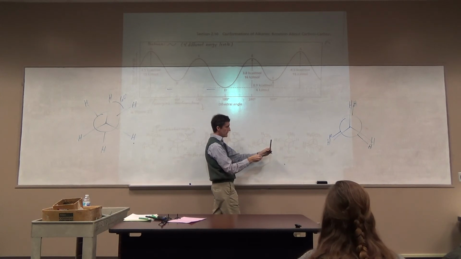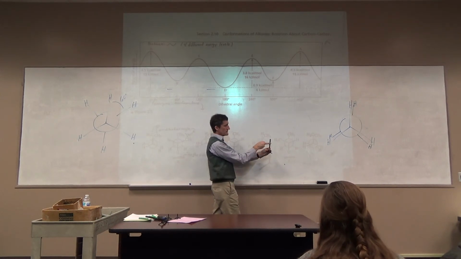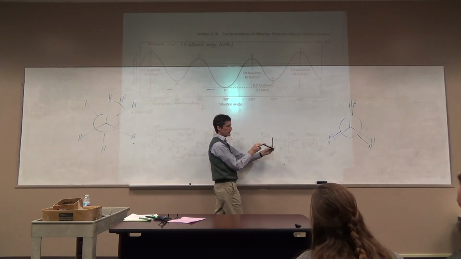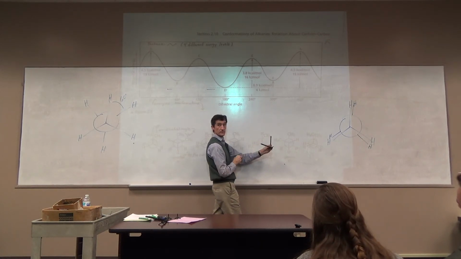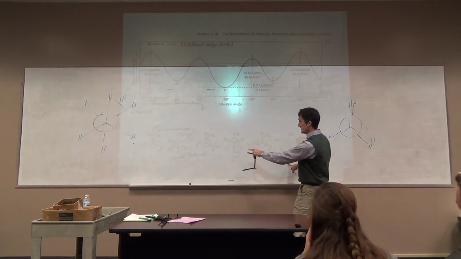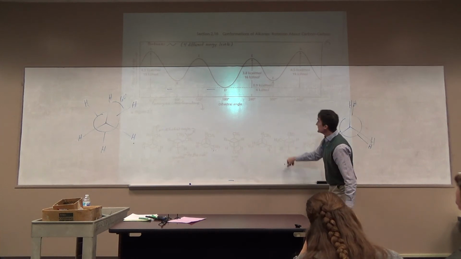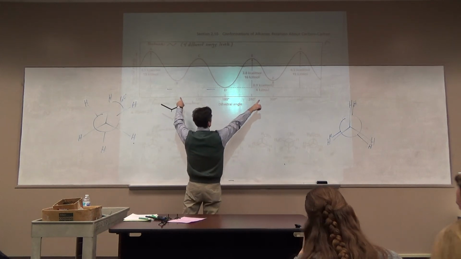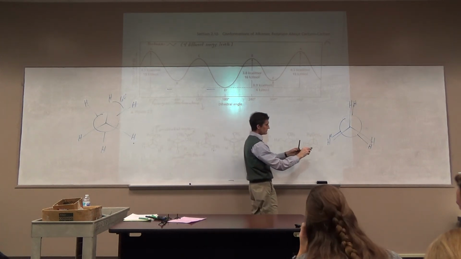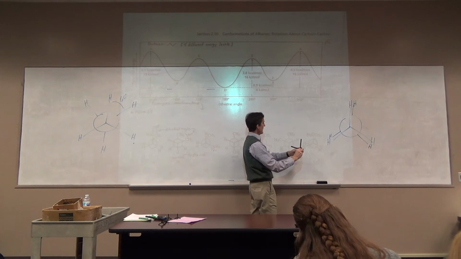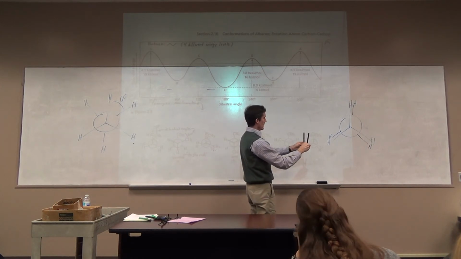We come this way, 60. That's eclipsed, but it's not the worst eclipse. Right? Come this way, staggered. What do you want to call that conformation? Gauche. And that gauche has the same energy as the other gauche, right? F and B have the same energy? We're actually starting to repeat. Then we come, after gauche, we should come back to fully eclipsed.